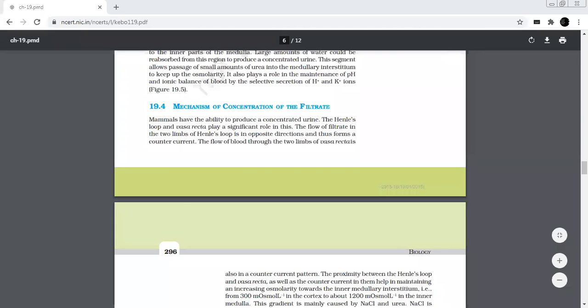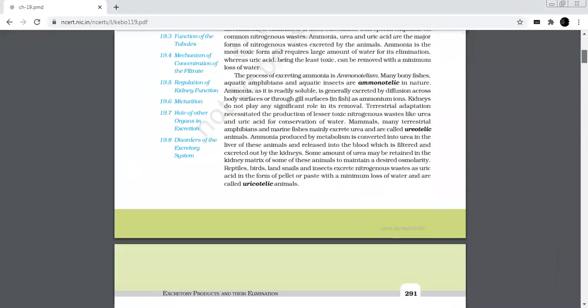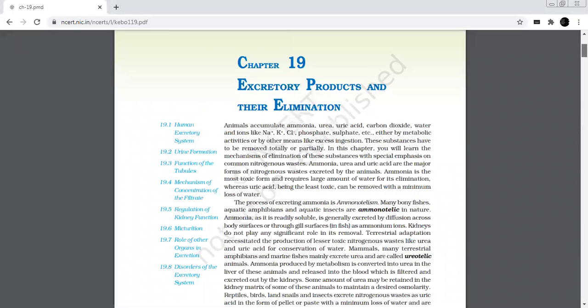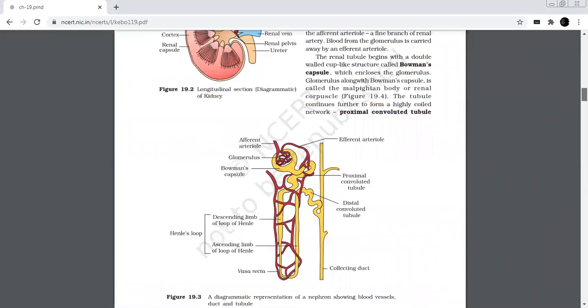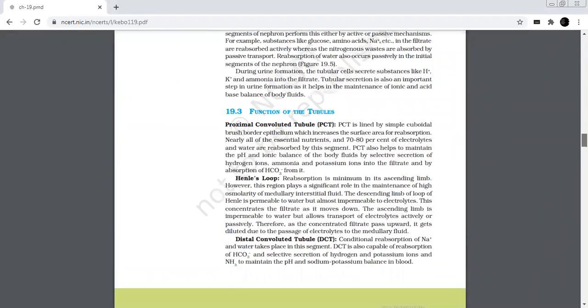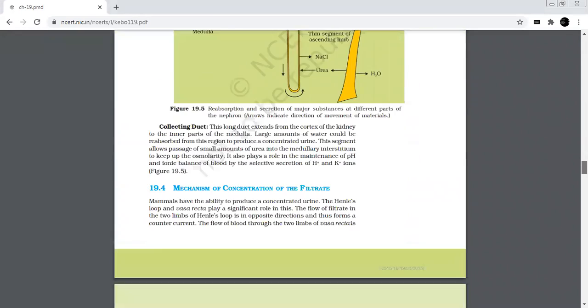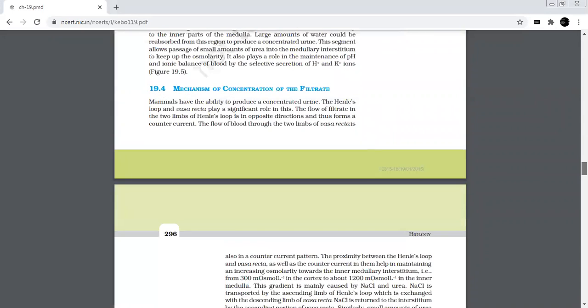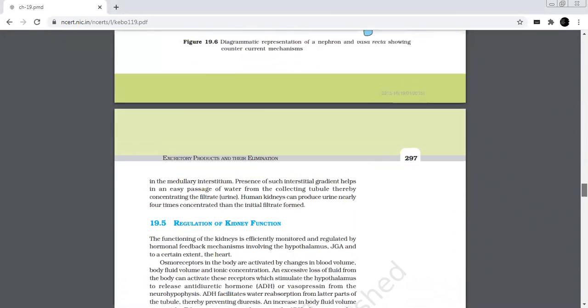Good morning everyone. In this video, we are going to see class 11, chapter 19, excretory products and their elimination. We have already studied the structure of the nephron and the functions of tubules. Today we are going to see the mechanism of concentration of filtrate. Let us start.